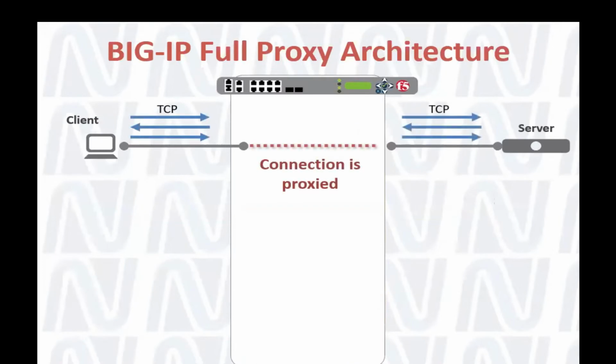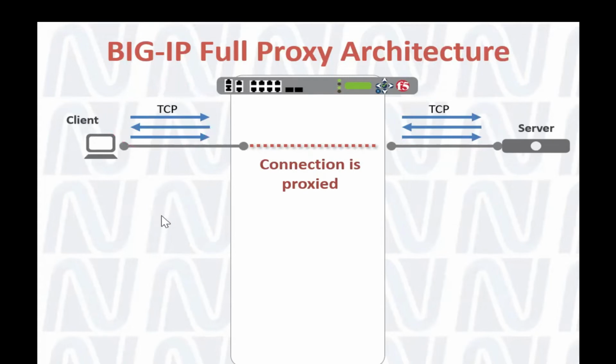Now, whenever a connection is proxied, there would be two TCP handshakes. One is from the client to the BIG-IP system, a three-way handshake. The second is between the F5 and the server, again a three-way handshake. Now what happened?